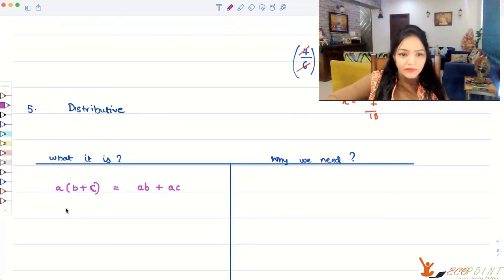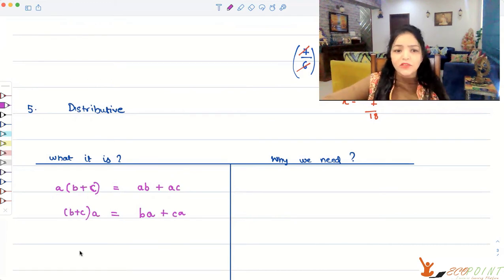Similarly, if you have (b plus c) multiplied by a, even that should be equal to b times a plus c times a. So this should happen with all the numbers, which is easy to see. When you just have numbers, it's very easy to see.